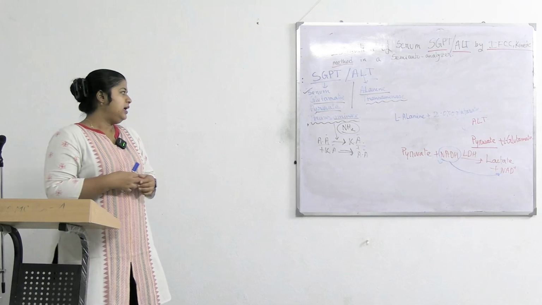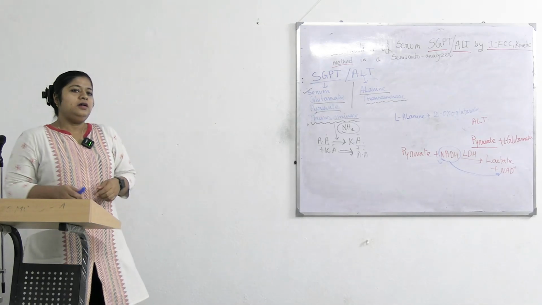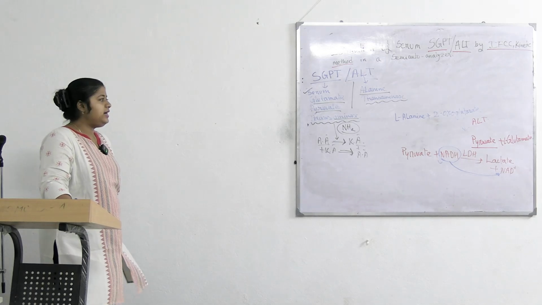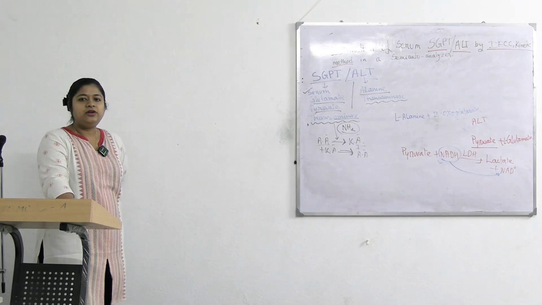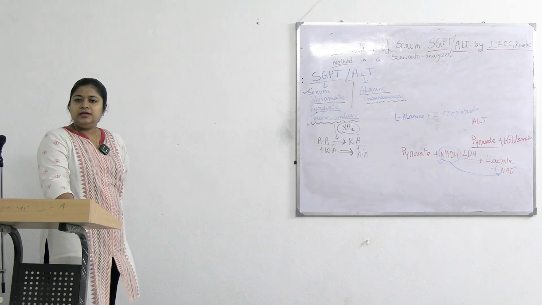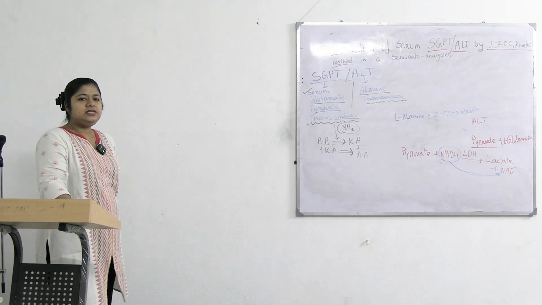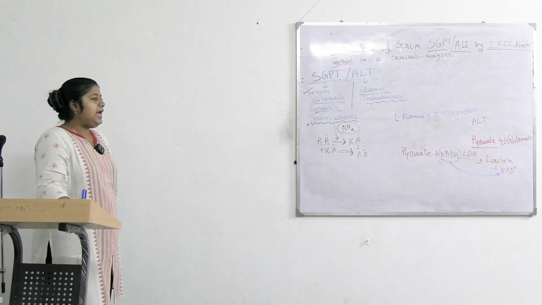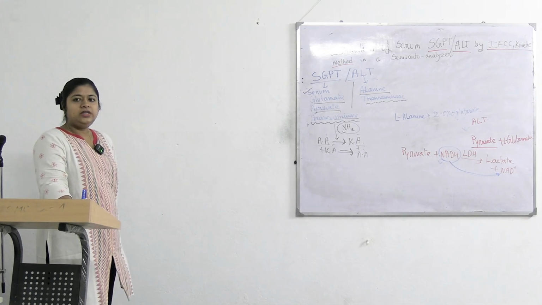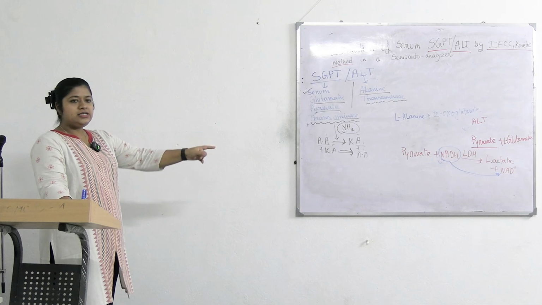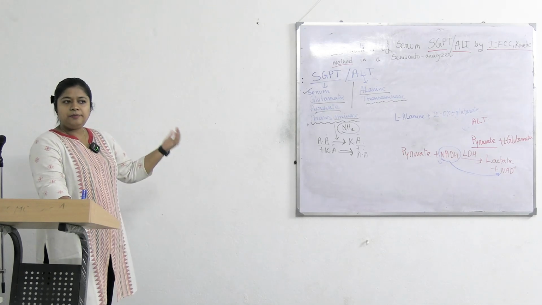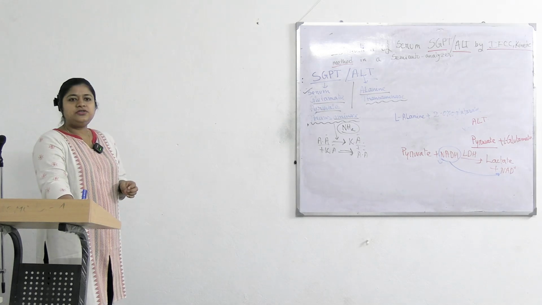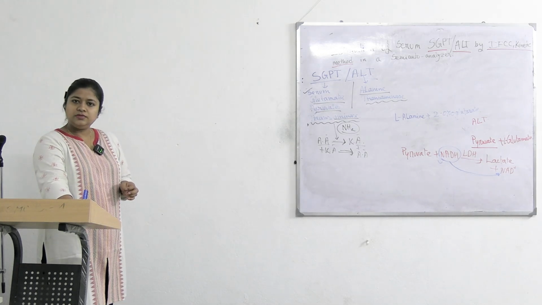Fine. L-alanine in presence of ALT and 2-oxoglutarate will be converted into pyruvate and glutamate. That pyruvate in presence of NADH and lactate dehydrogenase enzyme will be converted into lactate and NAD plus. So the decrease in NADH concentration is dependent on the pyruvate concentration, and pyruvate concentration is dependent on the concentration of ALT enzyme. Clear?